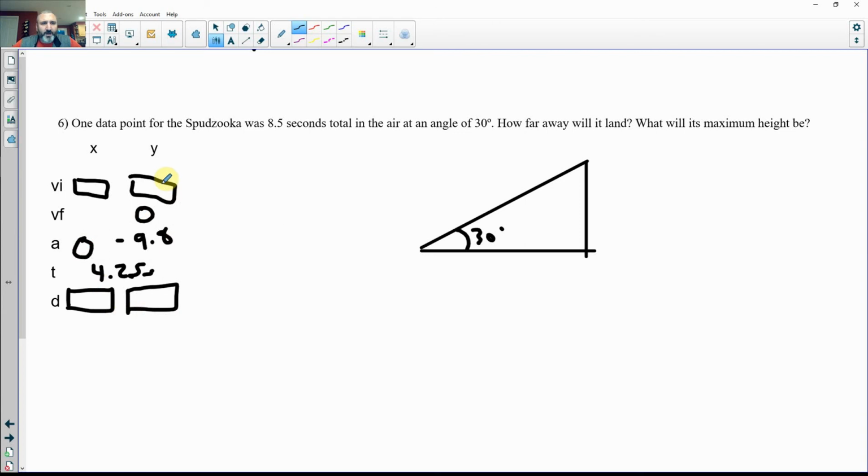So at this point, I've got a Vi, a Vf, an a, and a t. I can use Vf equals Vi plus at to figure out what's going on with this launch, and I can at least figure out what this initial velocity is, and we'll see if that can help us. So my Vf in the y is 0. Vi is, I have no idea, a is negative 9.8, and t is 4.25.